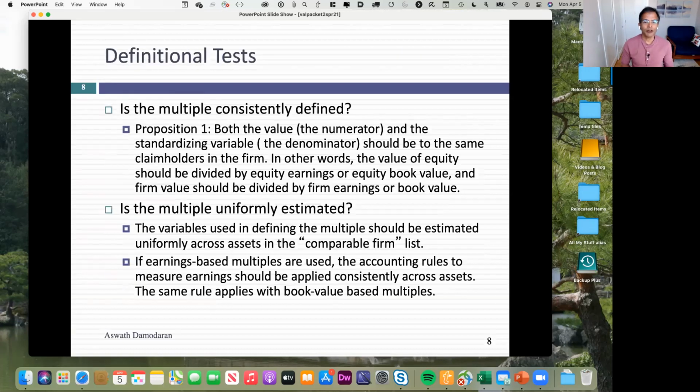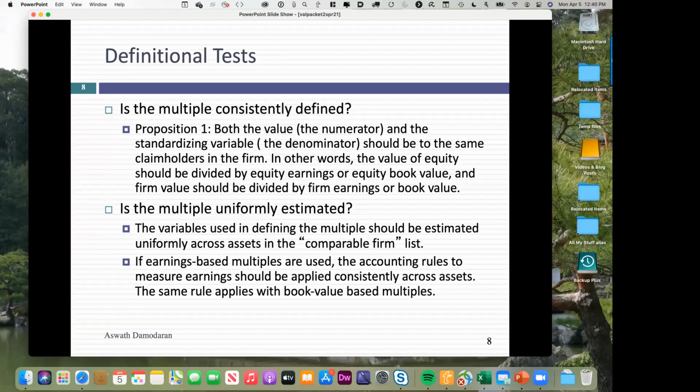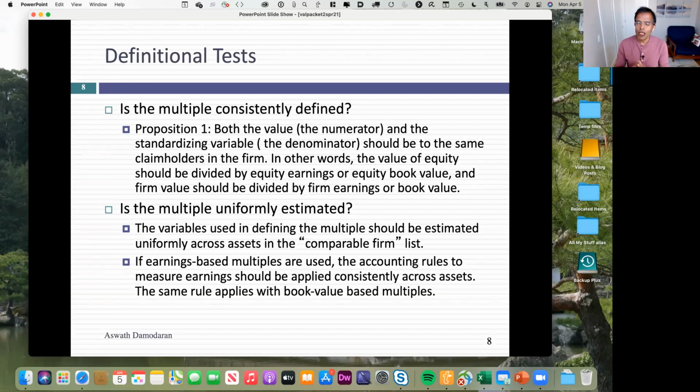So let me start with the first step. When I look at a multiple, and you can think about your favorite multiple, here's the first question you need to ask. Is this multiple consistently defined? Let me explain. Remember I said every multiple has a numerator and a denominator? Here's the very simple rule. If your numerator is an equity value, your denominator has to be an equity value as well. If your numerator is a firm or an enterprise value, your denominator has to be a firm or an enterprise value as well.